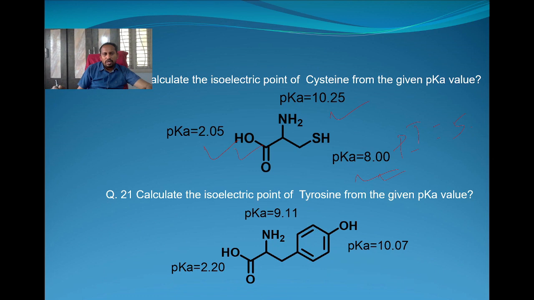Similarly, if we calculate the isoelectric point of tyrosine from the given pK values. This is the structure of tyrosine. We have one pK value here, one pK value here, and another one. If you consider this as an acidic amino acid, as phenol is acidic in nature, the smaller ones will be taken into account. So this is 9.11 and 2.20. 9.11 plus 2.20 divided by 2, that will be Pi. Okay. So what will be the answer? That you have to calculate.